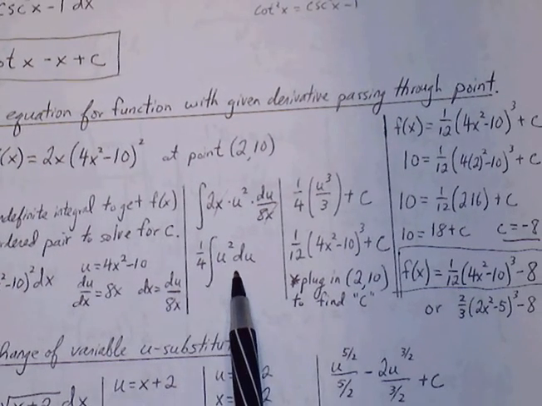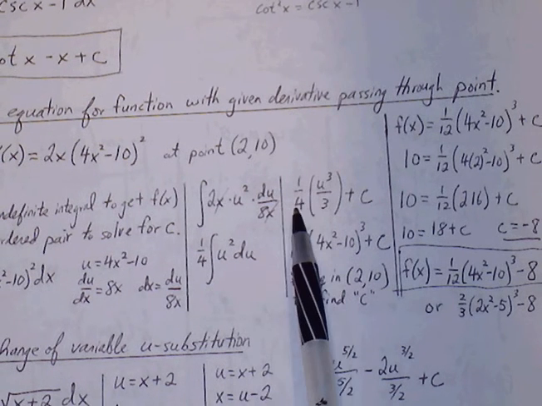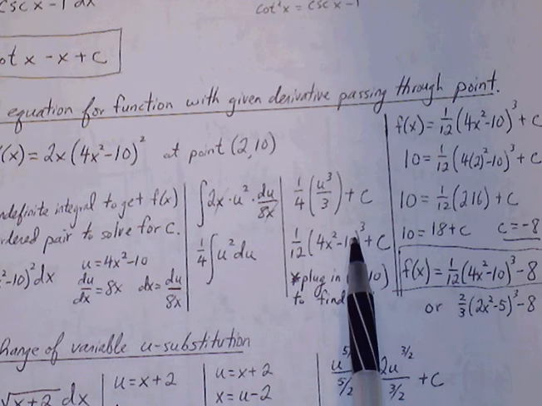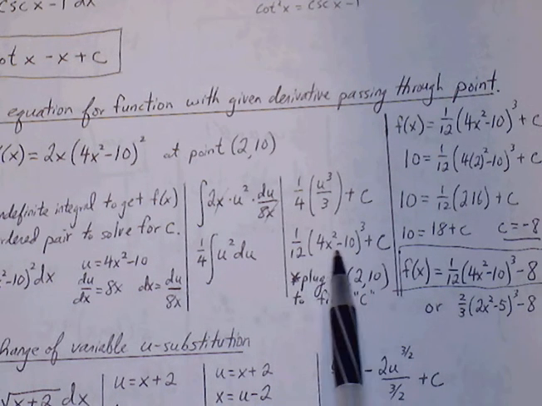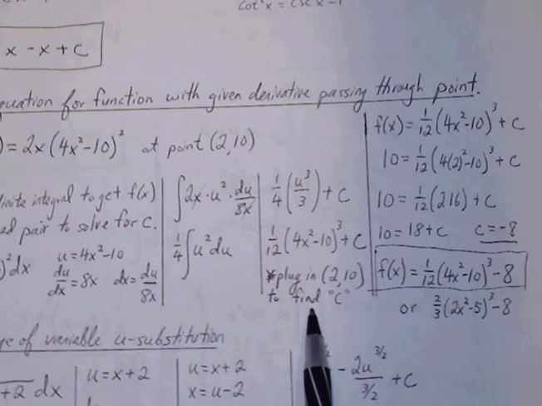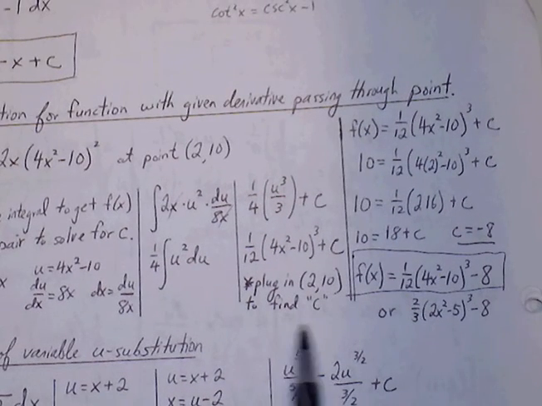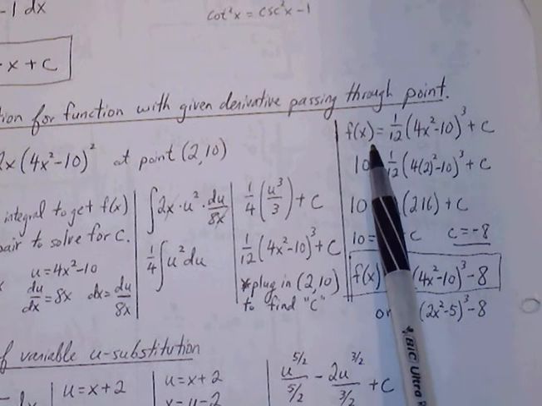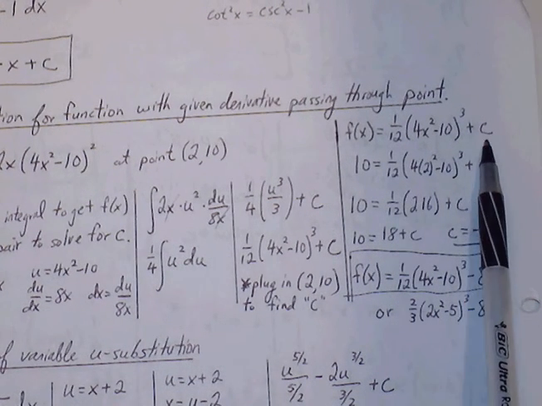Go through power rule. U squared becomes u cubed over 3, so we get 1/12, and u gets replaced with 4x squared minus 10 cubed plus c. So now we have our function that we can plug in our ordered pair 2, 10 to find our c value. So here's our function, our family of functions with the plus c.